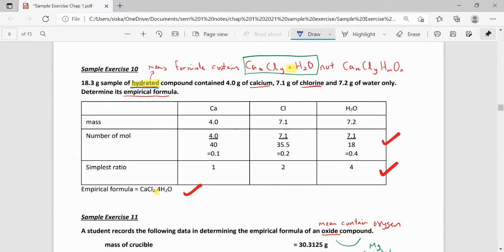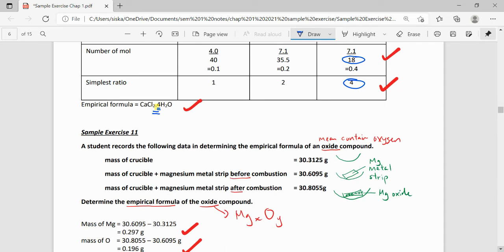Another one is hydrated. Hydrated means that the formula contains dot H2O. You do not separate them into hydrogen and oxygen in the formula. So when you calculate, you treat H2O as a whole, divided by 18. Then you will get your answer. And then for your empirical formula, remember to put dot H2O. So here you have 4 moles of H2O.